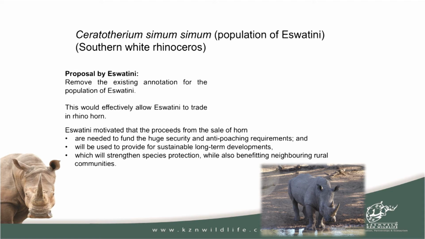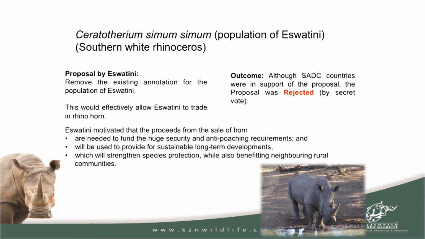rhino horn. So Eswatini motivated that the proceeds from the sale of horn are needed to fund huge security and anti-poaching requirements that will be used to provide sustainable long-term developments in the country, which will strengthen species protection while also benefiting neighboring rural communities. Well, surprise, surprise, although the SADC countries were in support, the proposal was rejected.